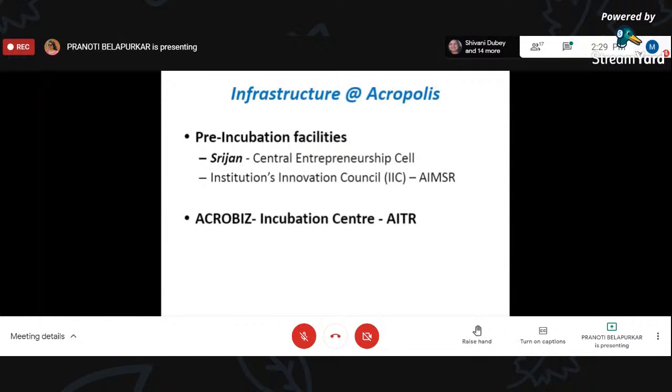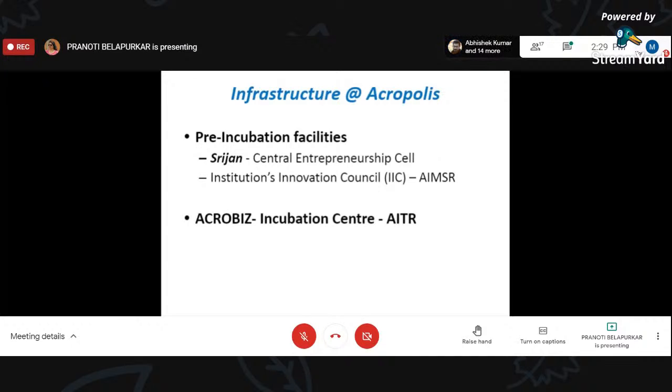So when I say incubation, immediately what comes to your mind is the infrastructure. Without infrastructure, without computers, without high-end systems for working, software may be needed. Maybe you need some expertise. So you cannot think of all these things. So Acropolis has already taken care of that.